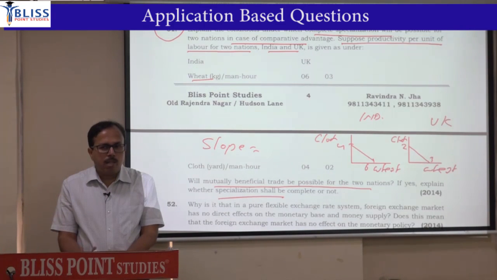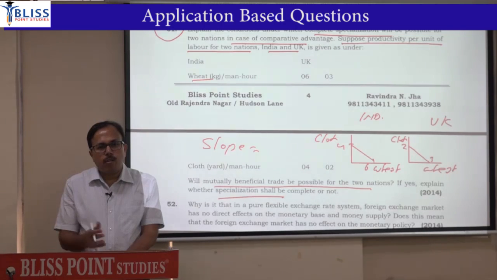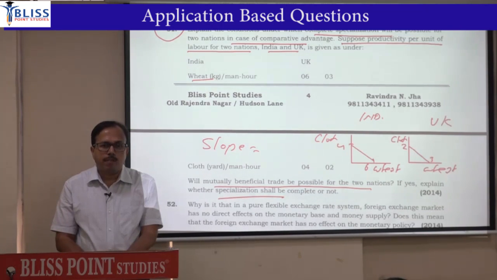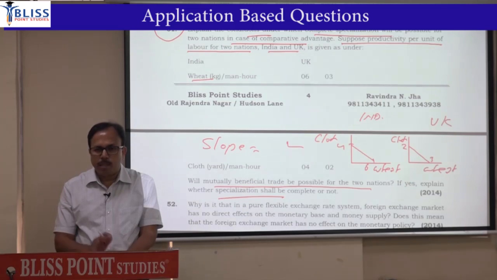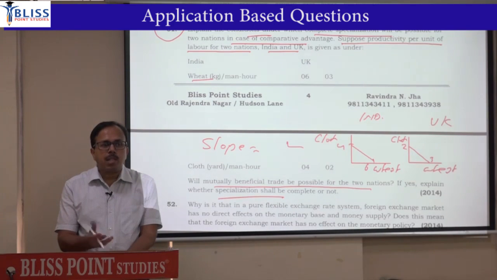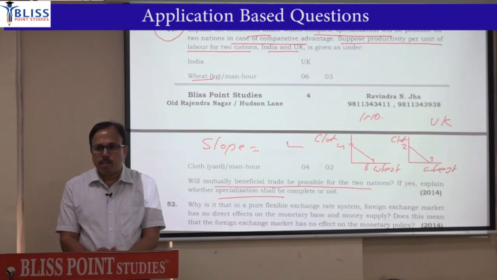They can trade but it is not beneficial to them. Trade will benefit only when opportunity costs are different. So you just have to plot it carefully here. We will answer the first part of the question after completing it. What does complete specialization actually mean? What is complete?